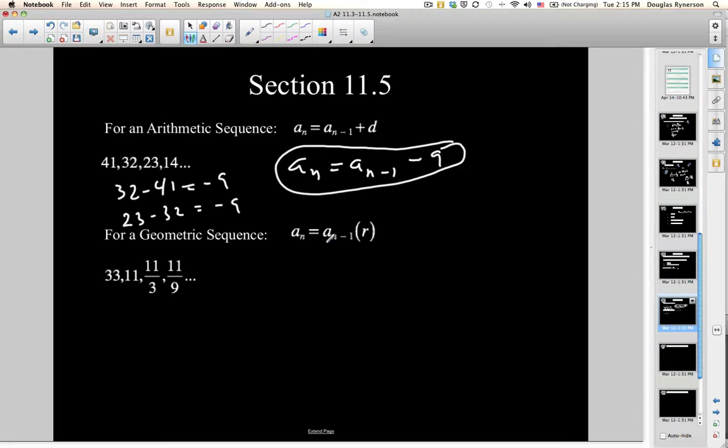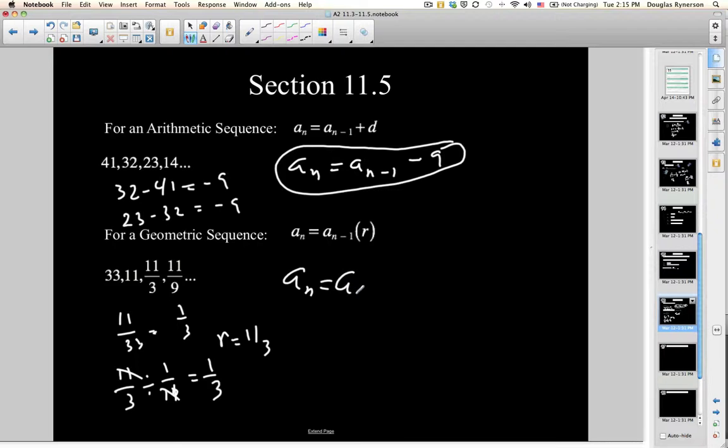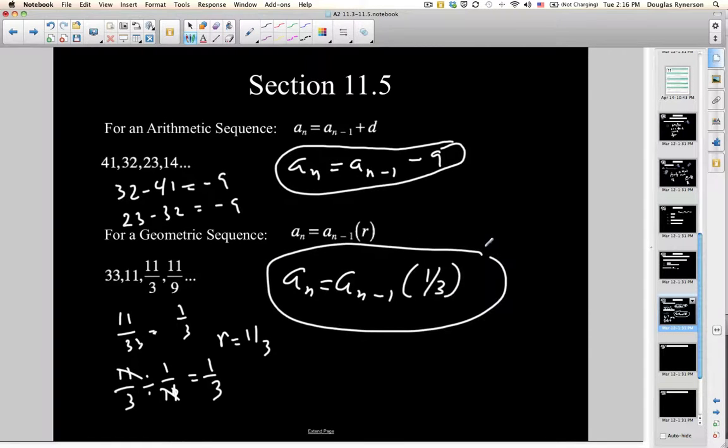In the case of a common ratio, a sub n is equal to a sub n minus 1 times the common ratio. A term is equal to the term before it times the common ratio. So if I take 11 divided by 33, that is equal to 1/3. 11 thirds divided by 11 is the same as times 1 over 11, and that's equal to 1/3. My common ratio is 1/3. So if I want to write the recursive rule, a sub n is equal to a sub n minus 1 times my common ratio, which is 1/3. And that's all there is to writing recursive rules.